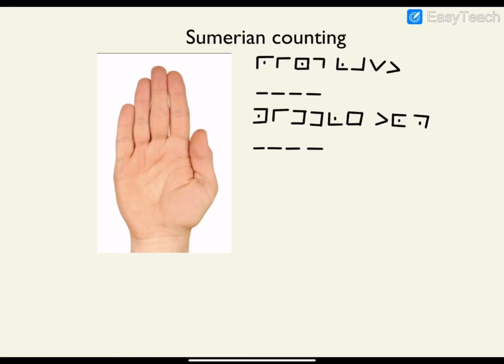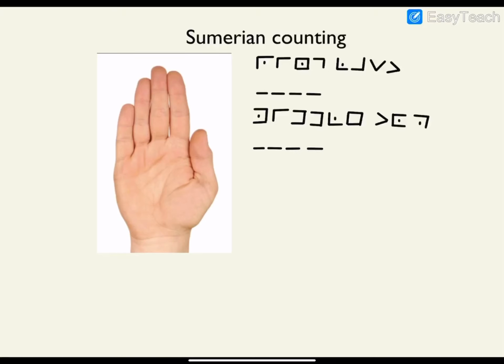Well, I think we already know how to use our hands to count. 1 finger up, the index, is 1. 2, like a rabbit, is 2. 3 is 3. 4 fingers up is 4. 4 fingers and a thumb up is 5. No, Sumerian counting does not work like that.